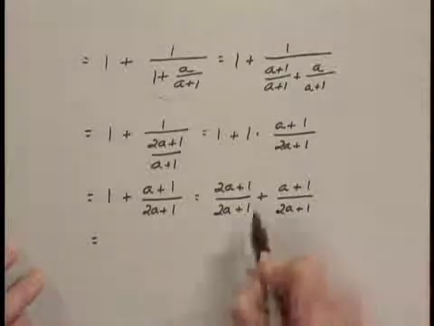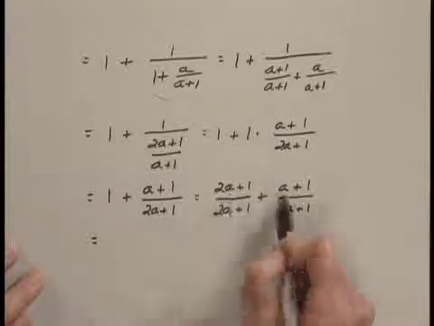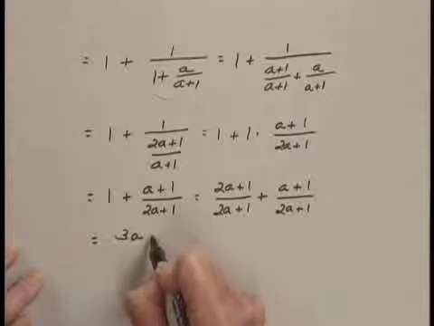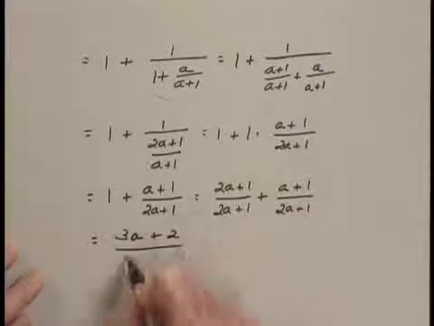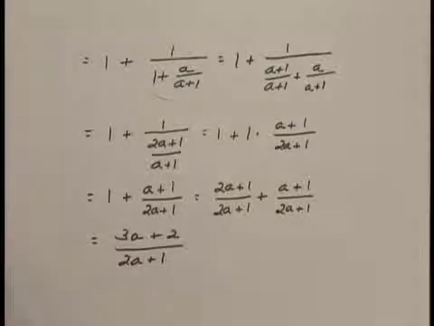And now we're on the home stretch. We just need to add these numerators and write the common denominator. 2a plus a is 3a, and 1 plus 1 is 2. And the denominator is 2a plus 1. So this is the final result.